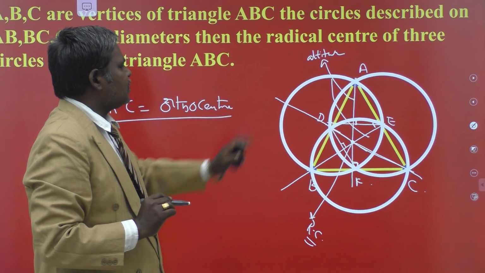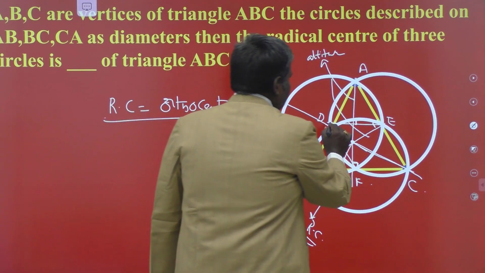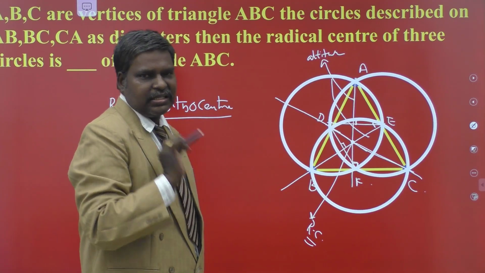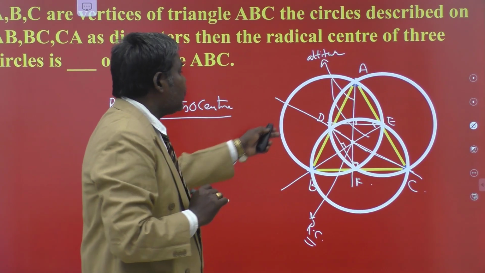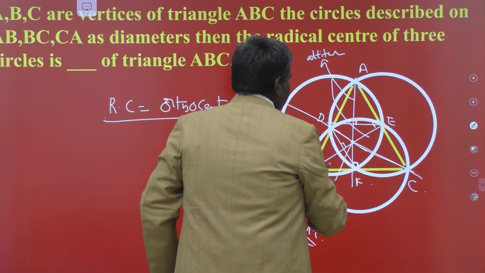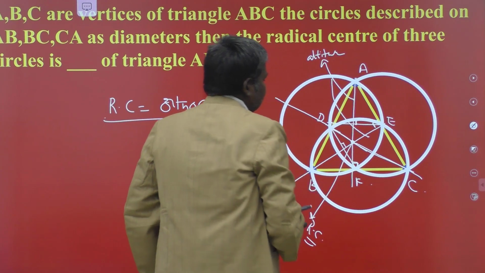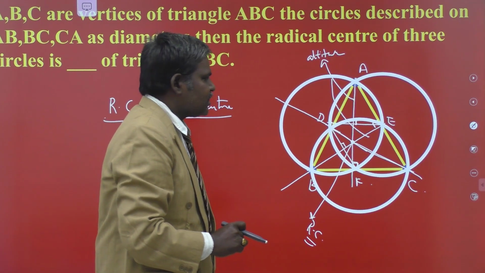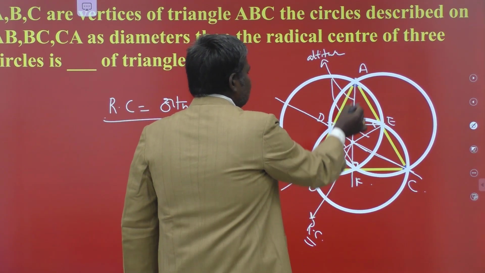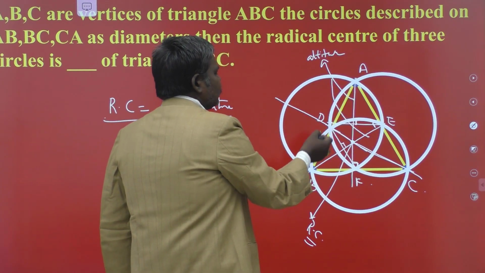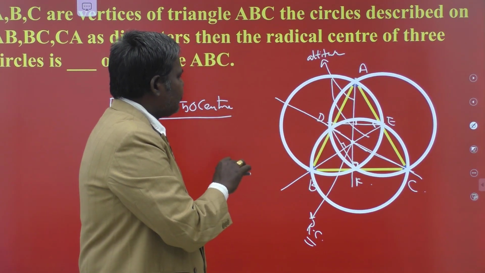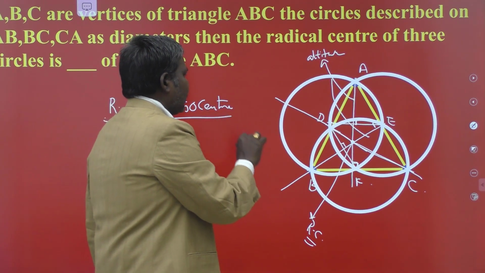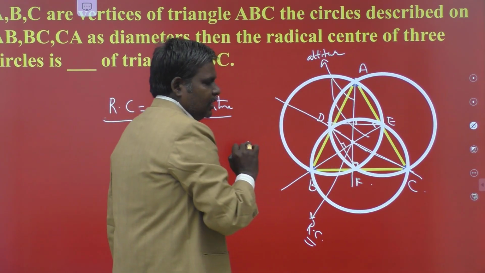So in this problem, the basic concept is that the line joining the centers is always perpendicular to the radical axis. That is the known concept to you. And here we are using that the line joining the midpoints of two sides of a triangle is parallel to the third side. Here the midpoints of the sides are nothing but the centers, because we are preparing the circles with AB, BC, CA as diameters. So the midpoints are the centers. At the same time, these are the midpoints of the sides of the triangle. So the midpoint of a side of the triangle coincides with the center of the circle. Understand?